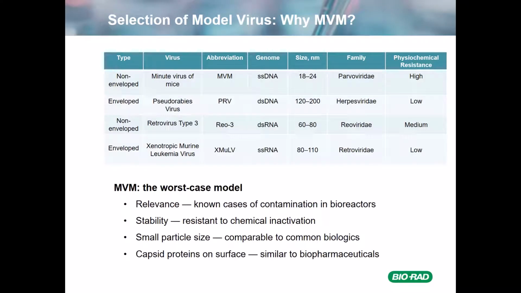So next up would be selection of the model viruses. So why MVM? Here you see a table of the 4 viruses that are typically used in later stage viral clearance studies. They cover both enveloped and non-enveloped viruses, as well as DNA and RNA. They cover a range of sizes, 4 different virus families, and they also have varying levels of physicochemical resistance.